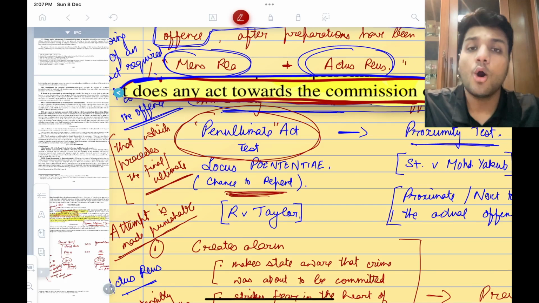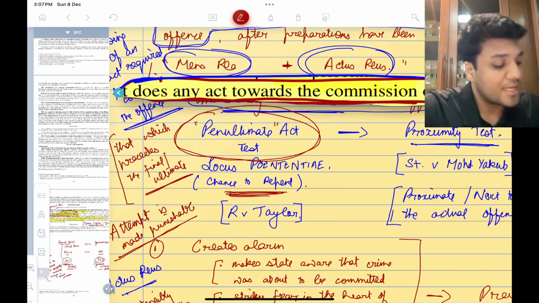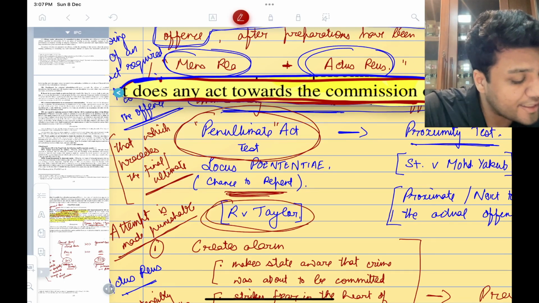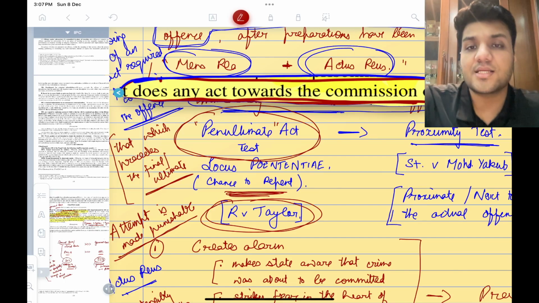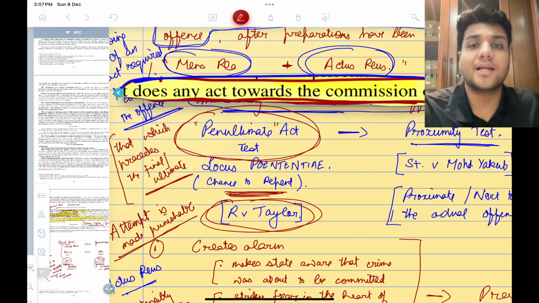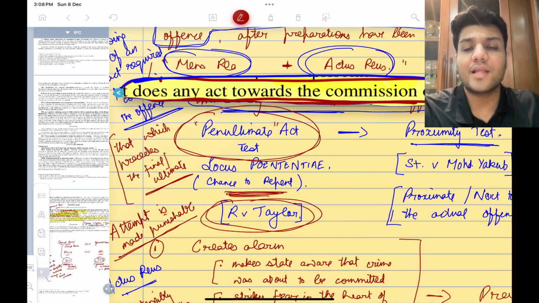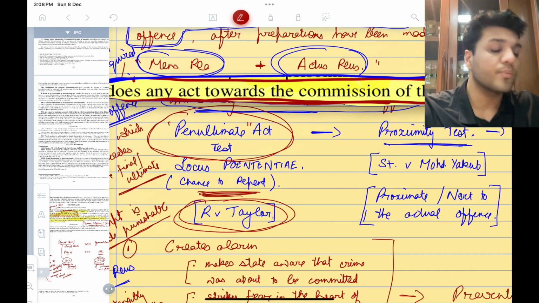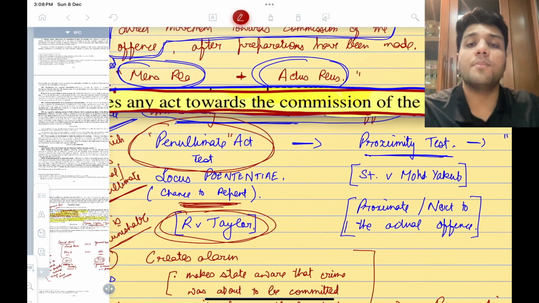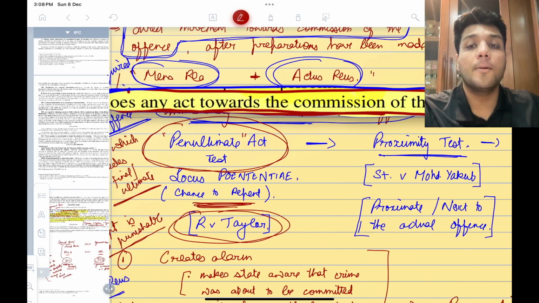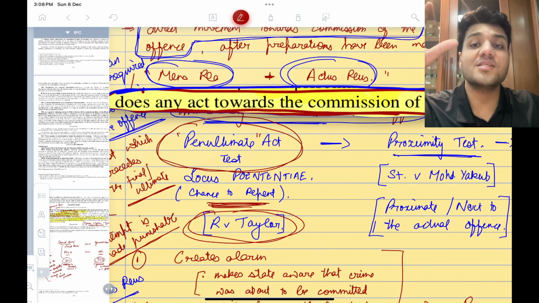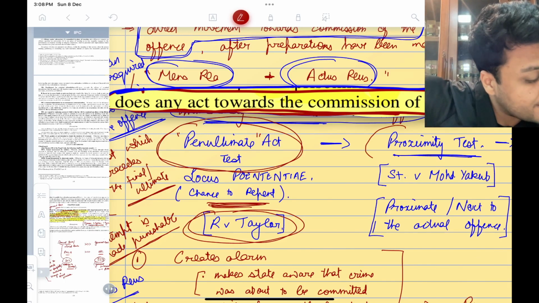On the other hand, this test has also been followed in the landmark case of Reg versus Taylor, R versus Taylor, and this is a very classic case, locus classicus, on the penultimate act test, and you can have a look at it anyways. But now our jurisprudence has shifted towards a more pragmatic approach, which is closer to the actual text of the provision, which is the proximity test.